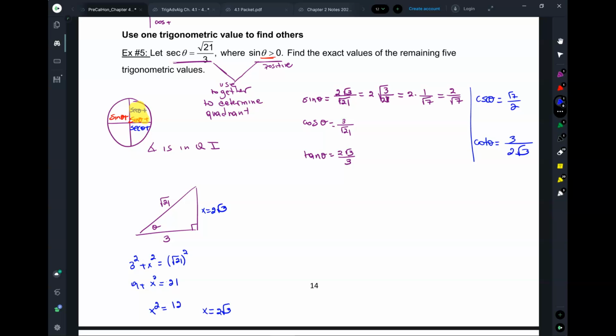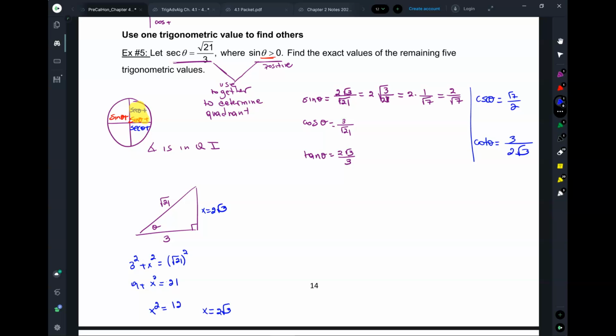Okay, so this is telling you have an angle and the secant is positive root 21. So you're like, okay, in which quadrant can secant be positive? Secant is like the cosine. So wherever cosine is positive, so is secant. In quadrant 1, everything is positive.